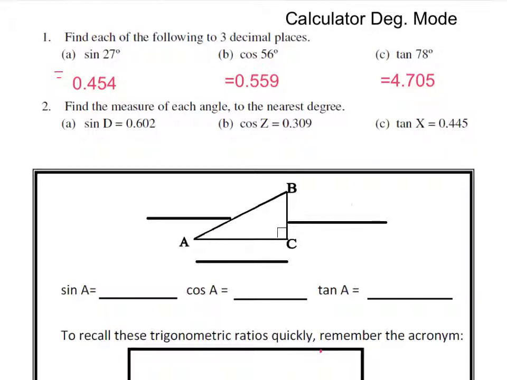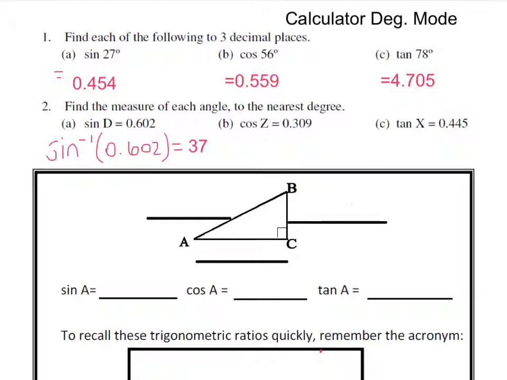Now, that's if the angle is given to you. But what if the angle isn't given to you and the ratio is given to you? So in that case, you have to do the inverse. So on your calculator, there's a button called sine -1, cos -1, or tan -1. So you're going to just go sine -1 and put in the ratio 0.602, and that's going to give you an answer of 37 degrees.